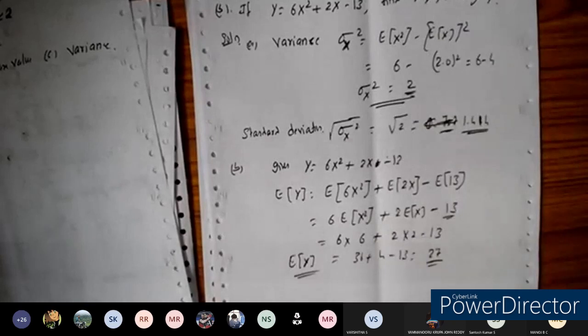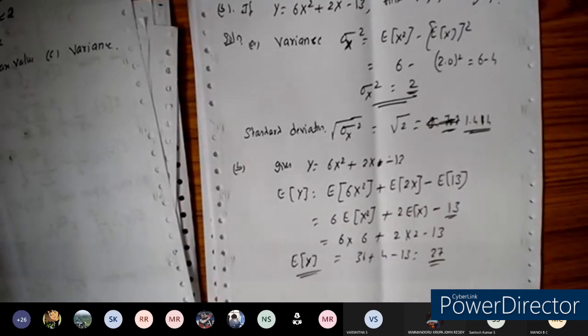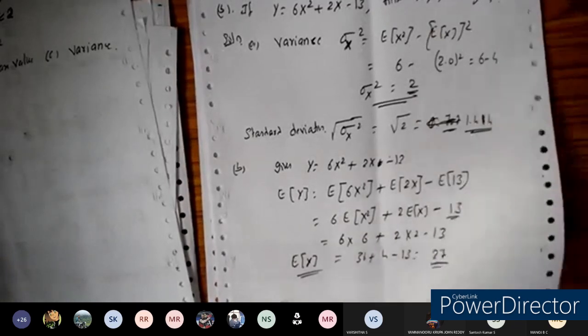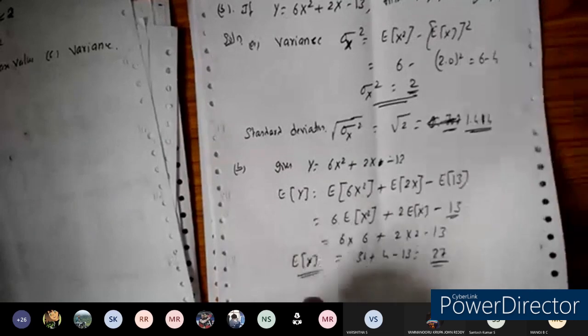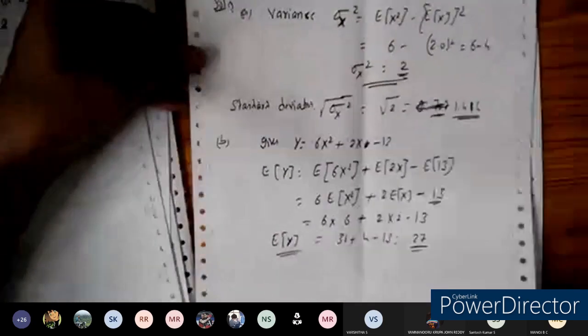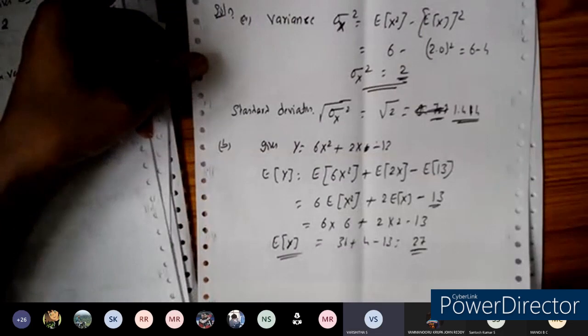So done. Let us take the next problem. Any doubts in this problem? No doubts, I guess. Okay, so we'll go for the next problem, problem number 12. I think everyone copied, right? Yes, sir. Okay, fine.